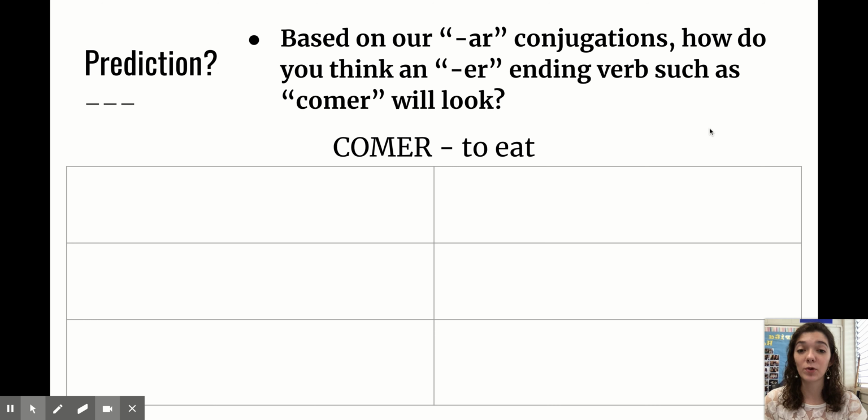We're going to conjugate this verb comer. So again, guys, make sure you're taking notes on this. This is conjugating comer, an ER verb. Comer means to eat. Repítame, comer, comer. So in the yo form, chicos, very similar to our AR verb, we have yo como, I eat. In the tú form, tú comes, you eat.